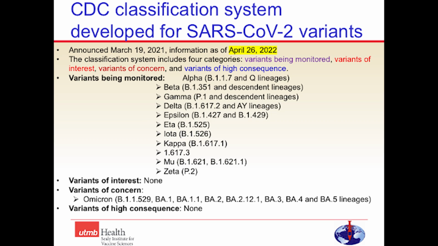The CDC came up with its classification system in March 2021, and they have 4 categories: variants being monitored, variants of interest, variants of concern, and variants of high consequence. There's a whole load of variants being monitored, as you might expect: alpha, beta, gamma, delta, epsilon, eta, iota, kappa, 1.617, mu, and zeta, just to name a few. And you can see it's a continual problem. We keep getting these new variants coming out all the time. We have no variants of interest in the United States, but we do have variants of concern around Omicron, and we have no variants of high consequence.